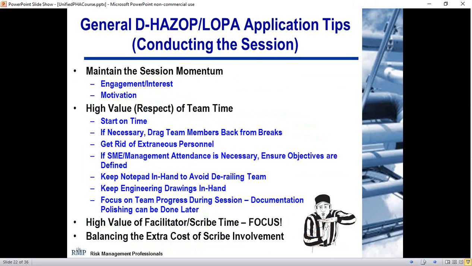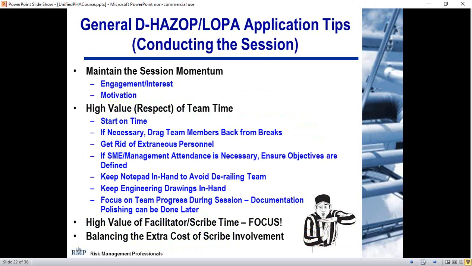Keep engineering drawings in hand. I'm usually walking around with my engineering drawings so I can study what's going on and try to think a couple of steps ahead. Part of being a facilitator is like playing chess. You're strategically moving your pieces so that you can corner your opponent, and in the game of chess, you'll checkmate them. Well, for facilitating a HAZOP study, you want to be able to lead your team down the path of reaching conclusions and reaching the right conclusion. So being able to think ahead and strategize on doing that is very important.